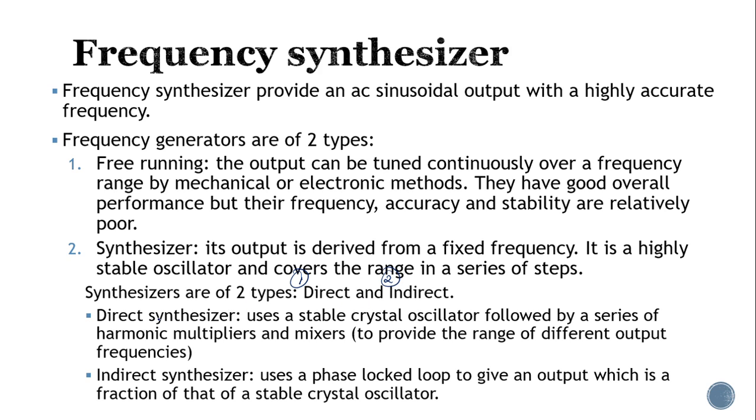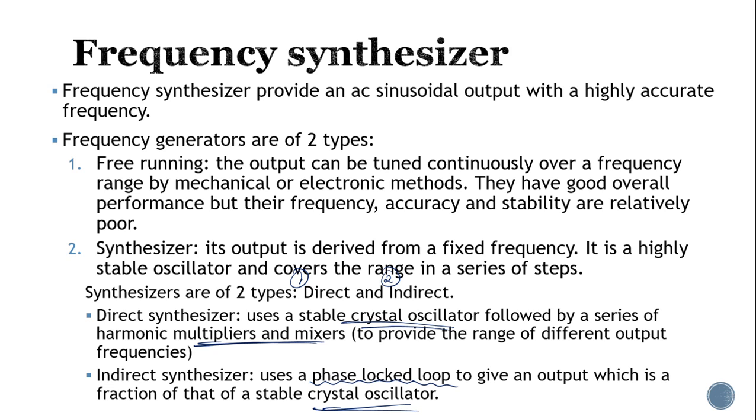Now, in your direct synthesizer, you have a crystal oscillator and a set of multipliers and mixers. Using these multipliers and mixers, you can get your output in particular stages, whichever desired frequency you want. In your indirect synthesizer, here also you have a crystal oscillator, but the difference is that you are using a phase locked loop concept, and your output will be a fraction of the input.